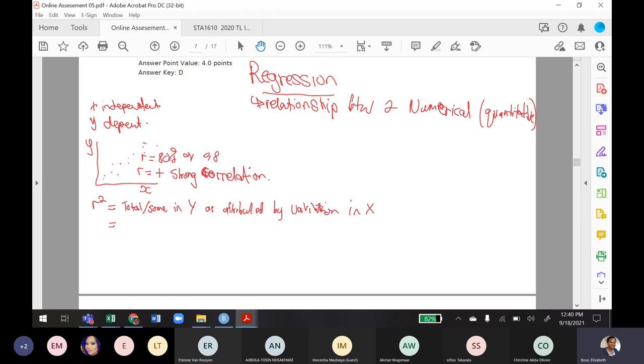So, for example, if my R is 0.8, my coefficient of determination, which is my R squared, will be 0.8 times 0.8. Let's get there. 0.8 squared is 0.64, and when we interpret that, we can say 0.64 of the variation in Y is attributed by the variation in X.